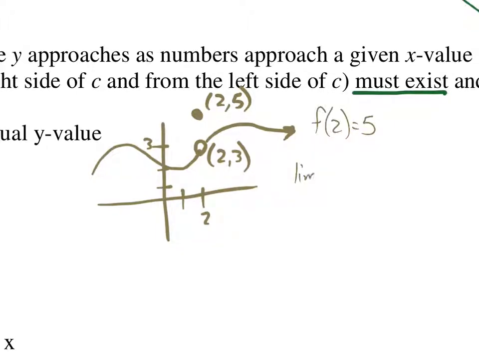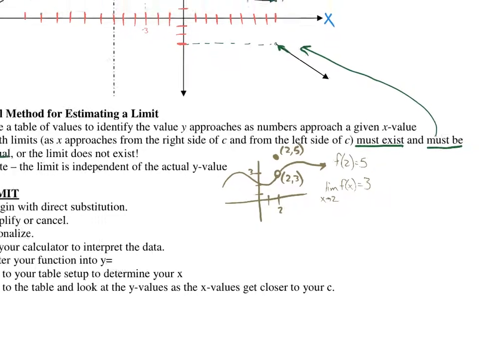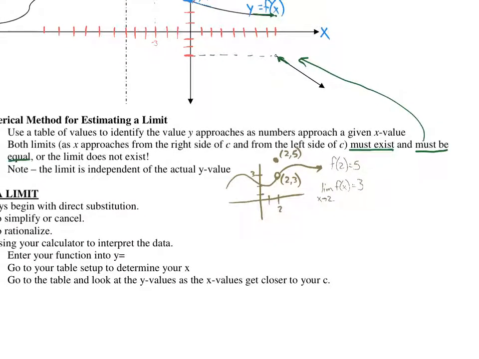However, if I were taking the limit as x approaches 2 of f of x, what would that equal? 3. Okay? So, this is what we're saying when we say that the limit is independent of the actual y value. And again, the key term there is approaches. Okay? Approaches.